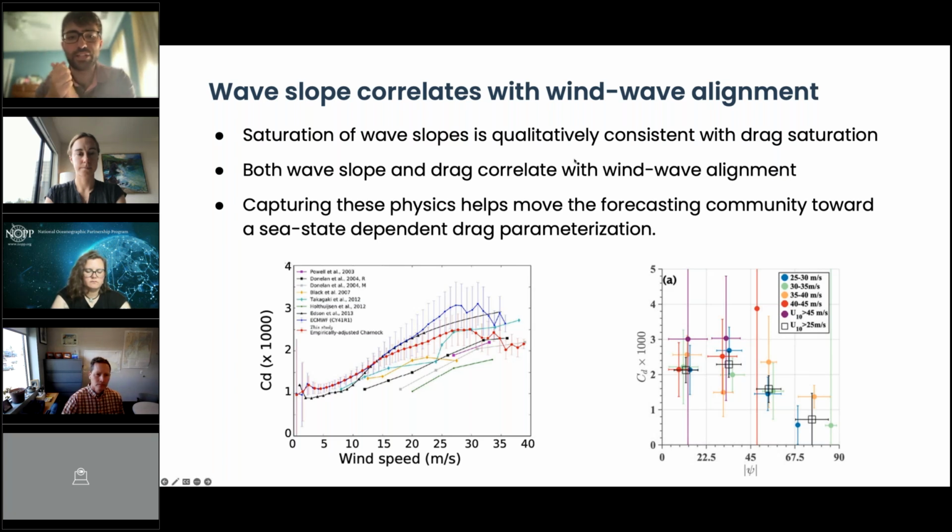Also, wave slope and drag both correlate with wind wave alignment. There's been some recent work by several authors, but for example, on the bottom right, I'm showing a plot from Zhao et al.